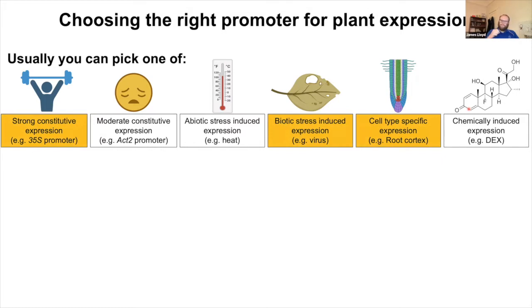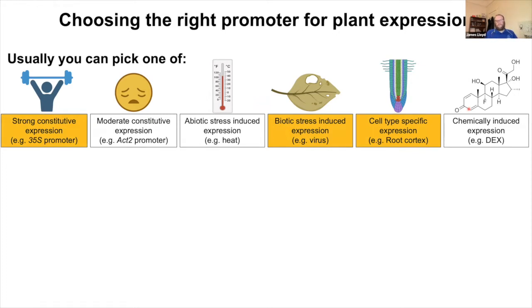Perhaps you also want it only to be in one place, for example, the root cortex. Well, it's very hard to engineer a promoter with all of these features. And it's also very hard to identify a promoter that naturally has all of these features, especially if you've got to do it in every single crop repeatedly, and perhaps the promoter that has these properties doesn't exist.